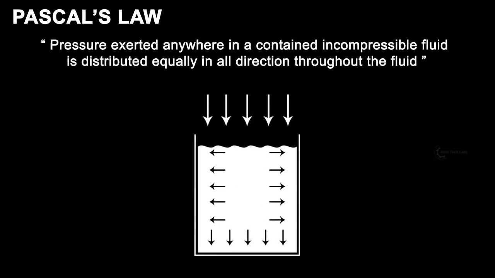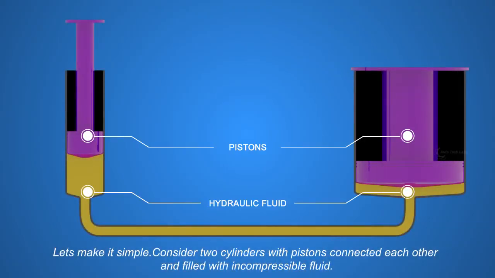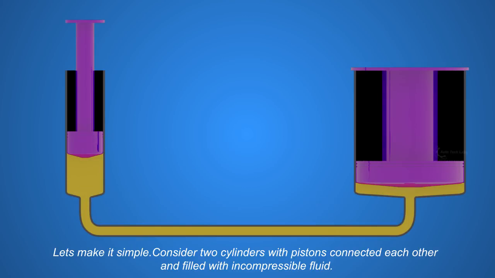The brake system works based on Pascal's law. The law states that pressure exerted anywhere in a contained incompressible fluid is distributed equally in all directions throughout the fluid. Let's make it simple. Consider two cylinders with pistons, connected to each other, and filled with incompressible fluid.